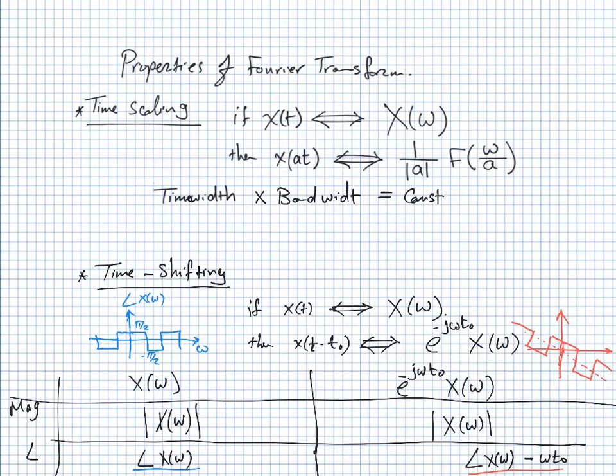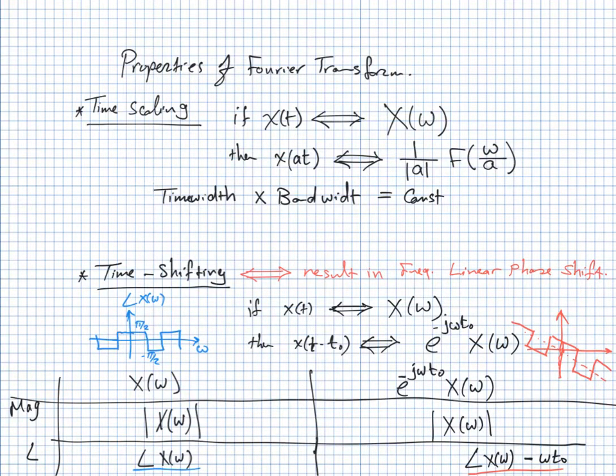So time shifting, in terms of effect, results in a frequency linear phase shift. Okay? And we'll discuss this later on in terms of practicalities of systems, and which systems are better than which in terms of how they affect the signals going through them.